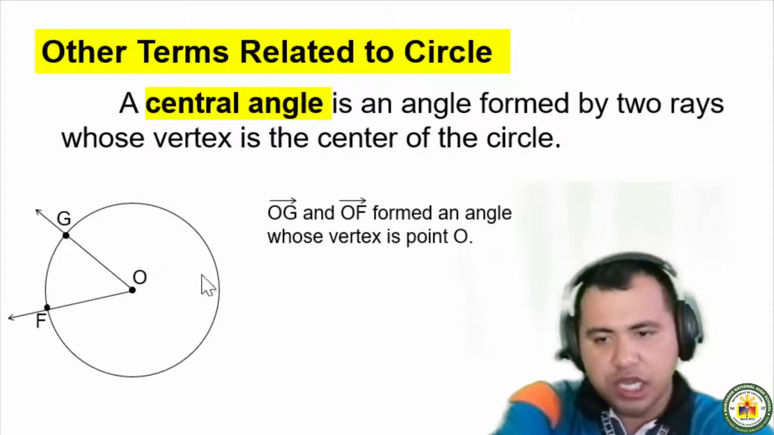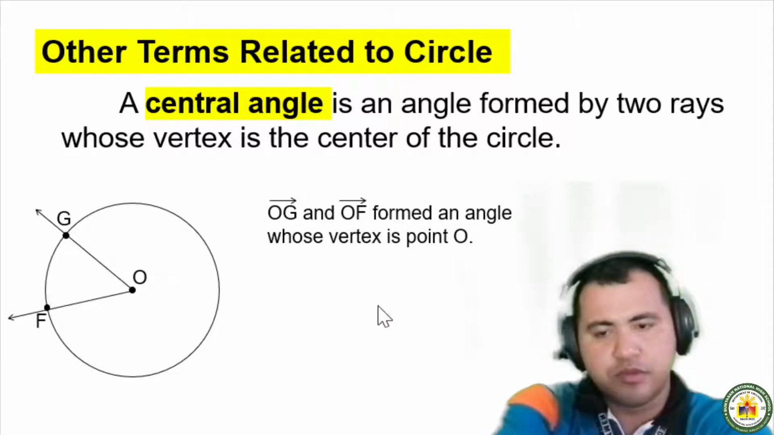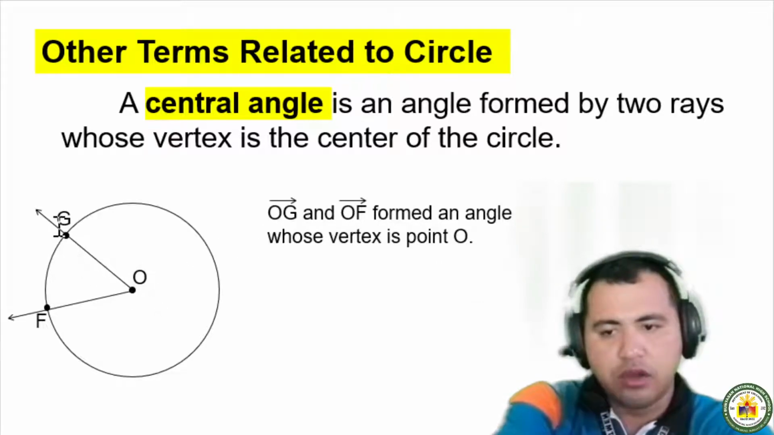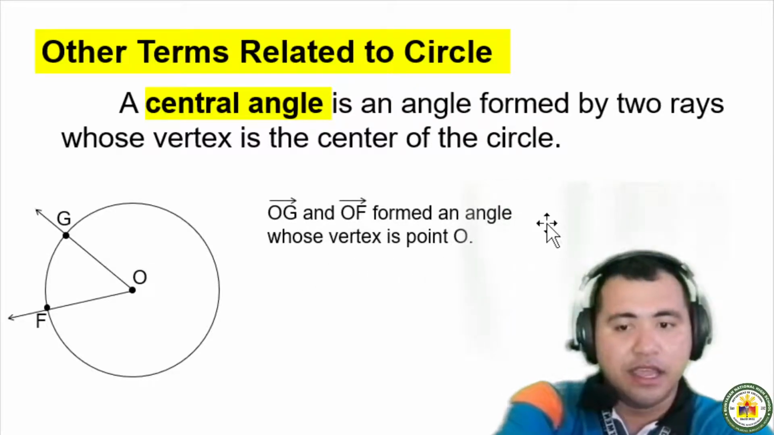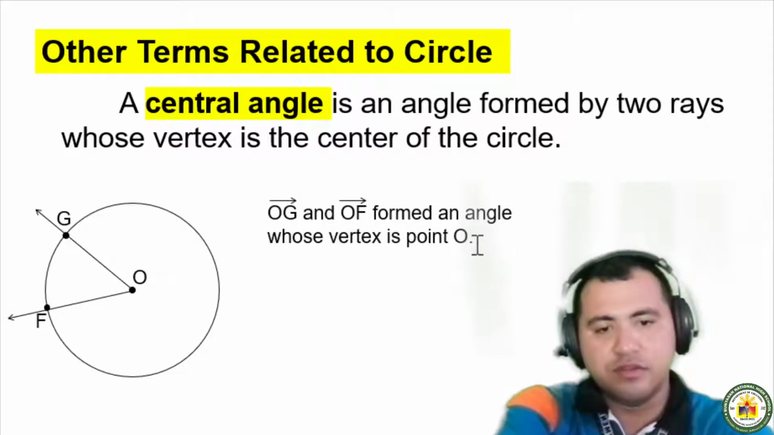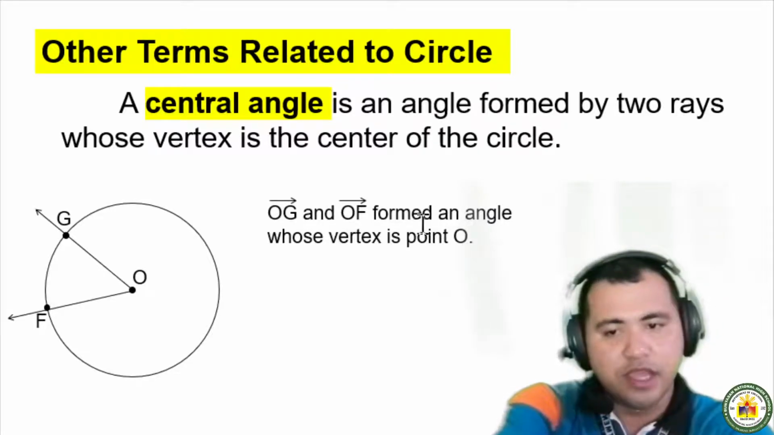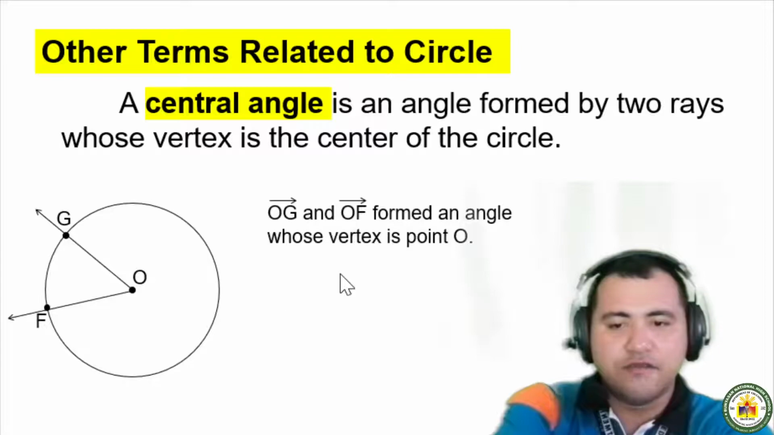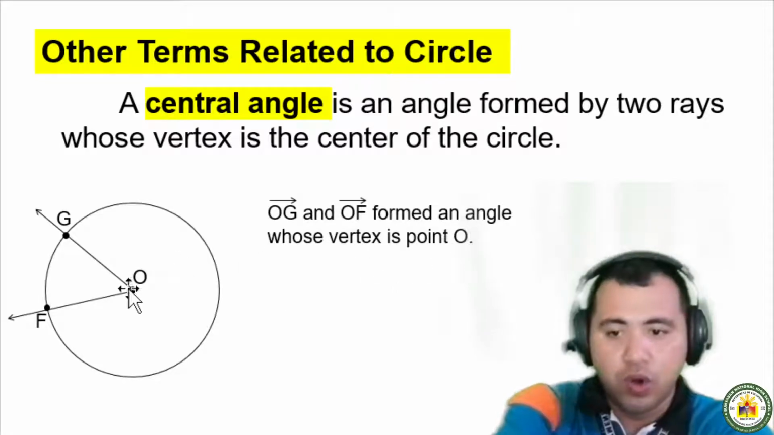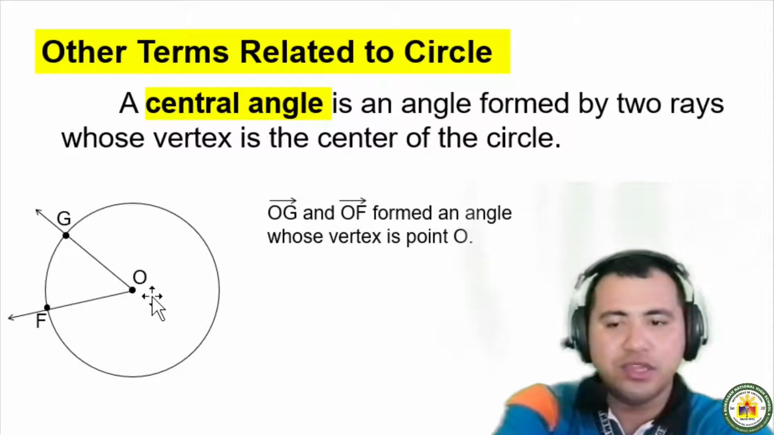Say ray OG and ray OF, as we discussed in our previous video on the parts of an angle, are the rays that intersect at their common endpoint and form an angle. And that intersection is what we call the vertex, di ba? So, in our illustration, the vertex is point O. Now, we all know that point O is the center of the circle.